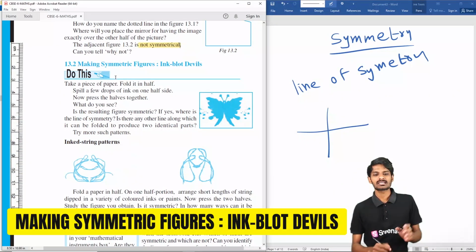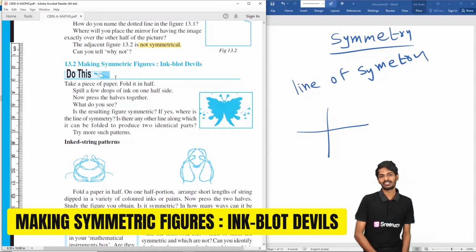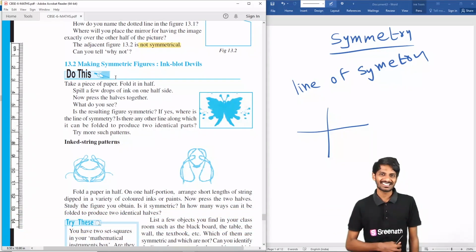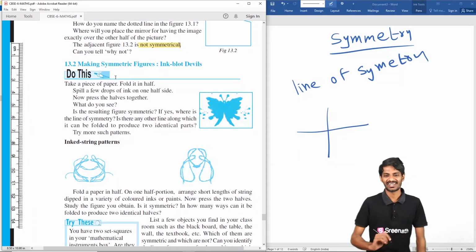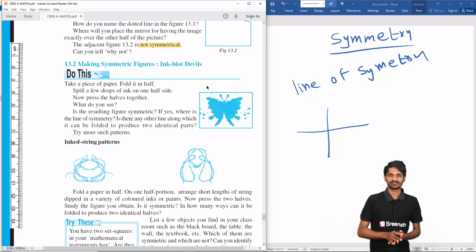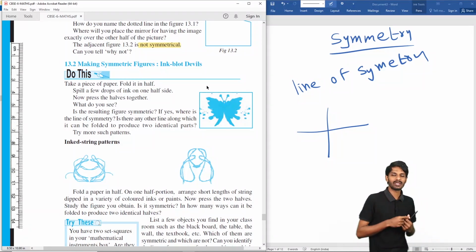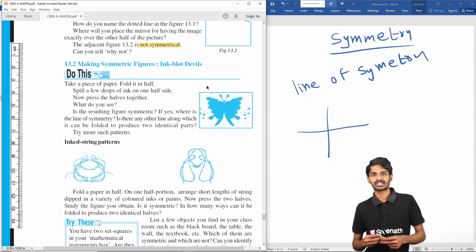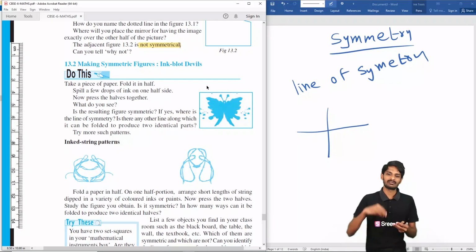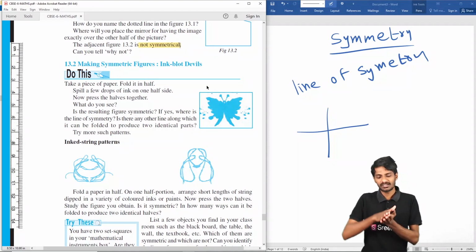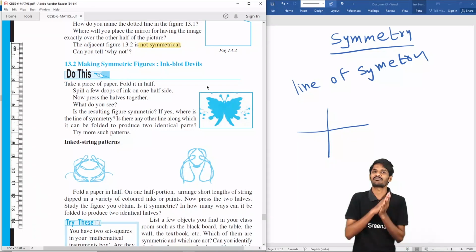Next, making symmetrical figures. How can we make symmetrical figures? Are you interested to see the devil, students? Don't worry. Take a piece of paper and fold it in half, and take some ink. If you do not have ink, take a pen that is not working and open it, and there is ink, just shake it. Sprinkle some ink on the paper, and press the two foldings for some time.